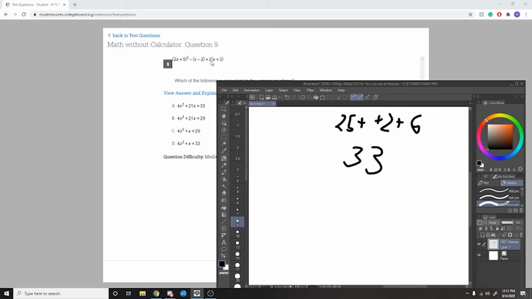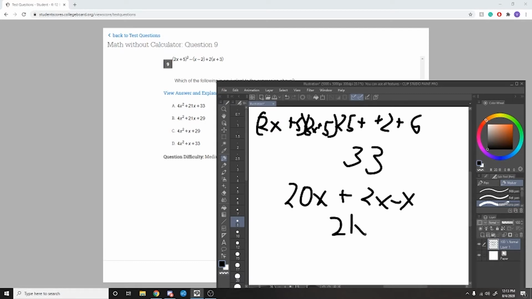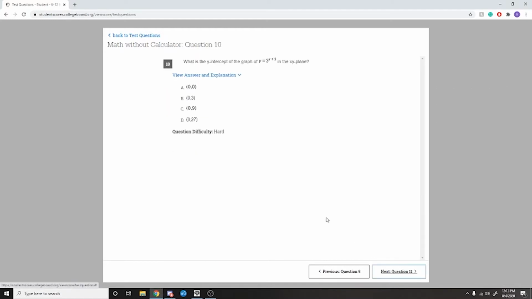Now to find the middle one, if you multiply 2 times x, that's 2x. And then that would be negative x. So minus x. Now over here, that's basically 2x plus 5 times 2x plus 5 in the parentheses. And you get that from 2x times 5, and then this 2x also times 5. And then that'll just be 20x plus that. That'll be 21x. So the answer will be A. Let's check. Yep.